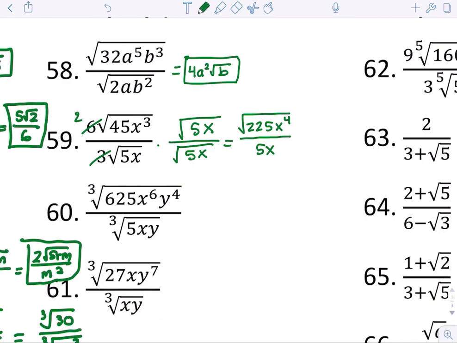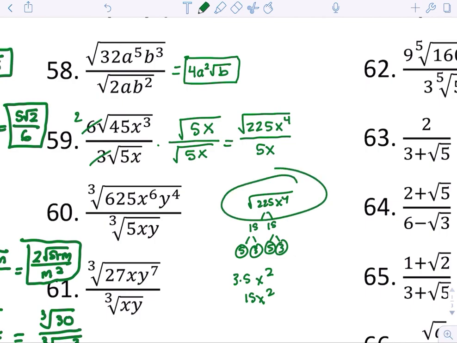Alright, so let's simplify the top. So I'll just do the square root of 225 x to the 4th right here. That's 15 times 15. 5 times 3. 5 times 3. Pair of 5's, pair of 3's, which means on the outside it's going to be 3 times 5. No square root, because 2 goes into 4 twice for x squared. So we're going to get 15x squared for that one. So that's going to be 15x squared all over 5x, which is simply going to be 3x.